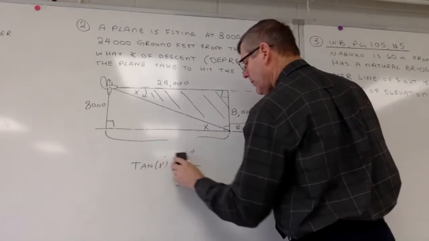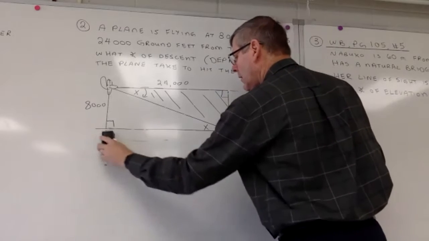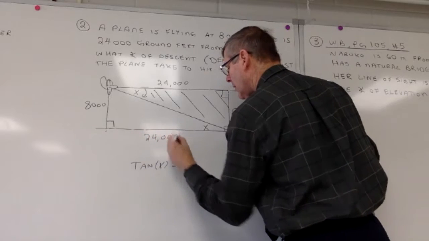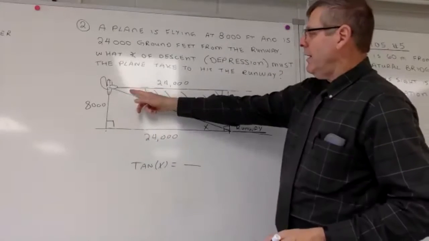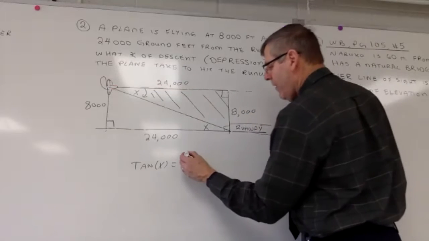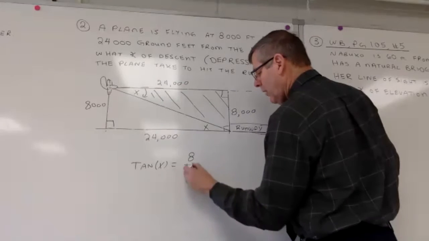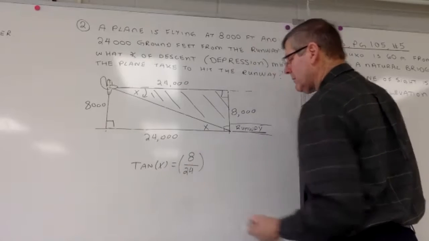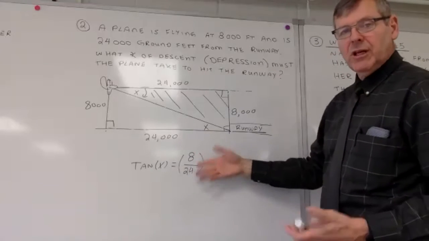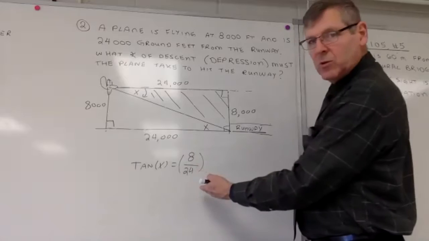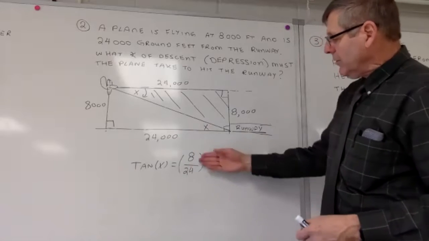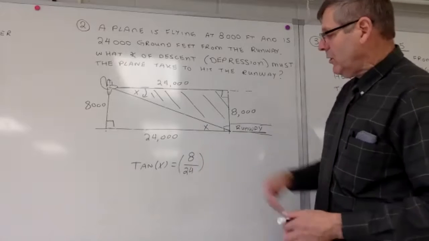Which one would go up top? Tangent is opposite over adjacent. So if I'm standing here, what's my opposite side? 8,000. I'm just going to put 8 over 24. Why can I do that? Why can't I just cancel these zeros out? They cancel each other out. 8,000 over 24,000 is just 8 over 24. I could write 1 over 3 too, because I know 8 over 24 reduces to 1/3. So if you want to make the problem a little easier to work with, you can do that.